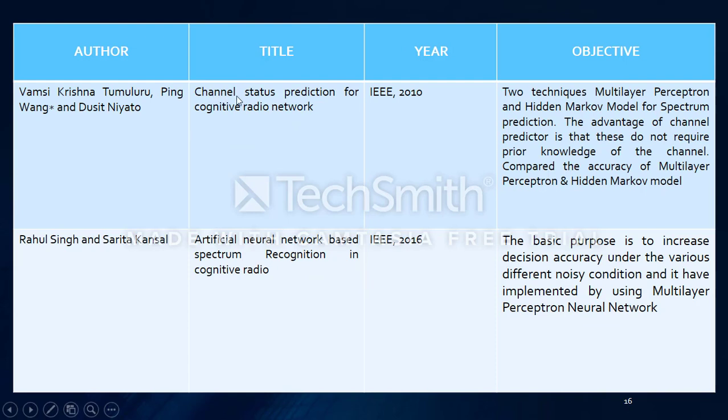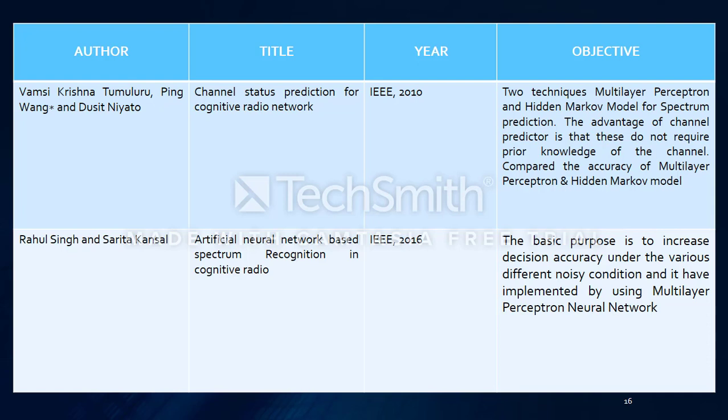Next paper is channel status prediction for cognitive radio network, and the authors are Vamsi Krishna, Tamuliro, Ping Wang, and Dusit Niyato, published in 2010. Two techniques, multilayer perceptron and hidden Markov model, are used for spectrum prediction. The advantage of the channel predictor is that it does not require prior knowledge of the channel. They compare the accuracy of multilayer perceptron and hidden Markov model.